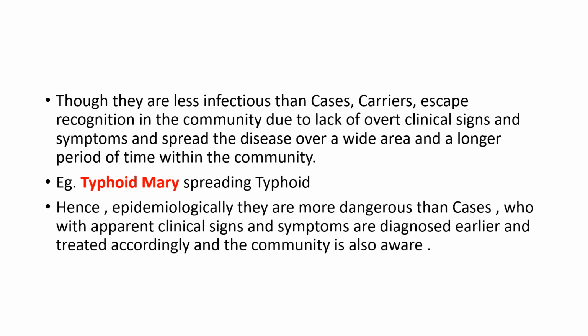The carriers escape recognition in the community due to the lack of overt clinical signs and symptoms, and they continue to spread the disease over a wide area and a longer period of time within the community without the knowledge of either the community or themselves. The classic example is that of Typhoid Mary spreading typhoid, who used to be a cook, and without her knowledge she went on to infect several people with typhoid whom she was cooking for. Hence, epidemiologically, they are more dangerous than cases who, with apparent clinical signs and symptoms, are diagnosed earlier and treated accordingly, and the community is also aware to stay away or take adequate protection because they are clinically overt.